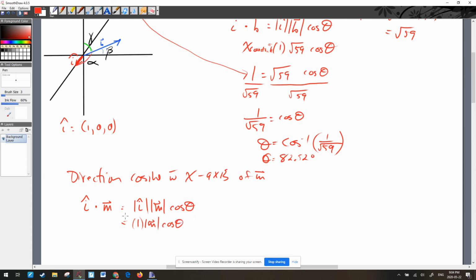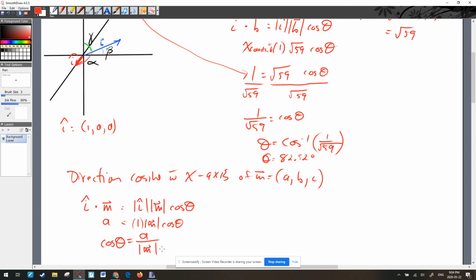Now over on this side, m is equal to a, b, c, right? The i hat dotted with m is just going to be the x coordinate. So in this case, it would be a. And so if we would then do some rearranging, we can say, oh, the cosine of theta is equal to a over the magnitude of m.